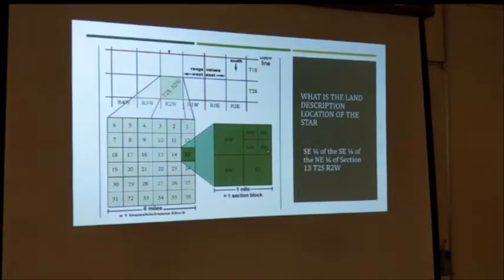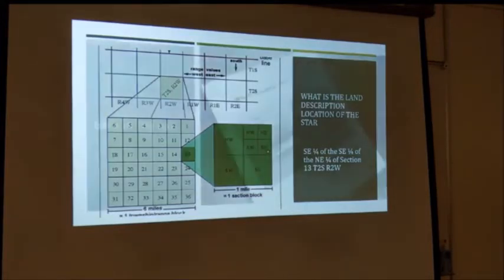So the entire land description for the location of the star would be the southeast quarter of the south, wait, did I write that wrong? I mean, you could do it even farther. I think that's what I did, where it's the southeast corner of the southeast corner of the northeast corner of section 13, Township 2 South, Range 2 West. I guess I wanted to be a little bit more specific about where that star is located. Does that make sense? Okay, good. And we'll do another example of that later on in the presentation.